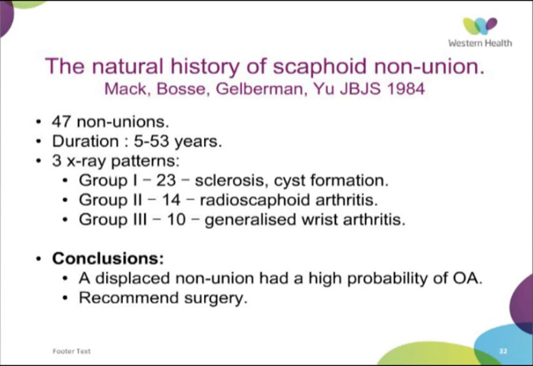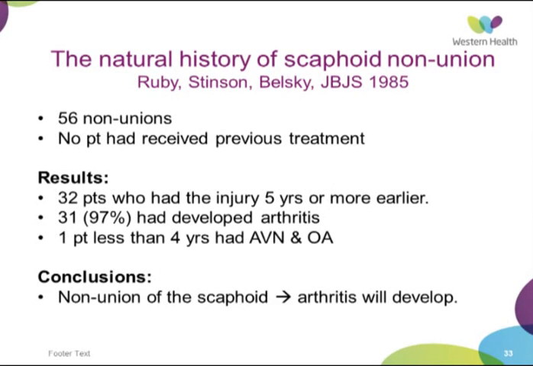Some natural history studies have been done. One done by Mack and Bunker in 1984 basically concluded that a displaced non-union had a high chance of developing arthritis, and they recommended surgery in patients that had a non-union. Again, another study done by Ruby in 1985 also showed that the non-union of the scaphoid will develop arthritis.